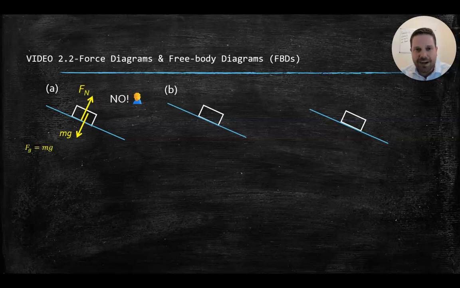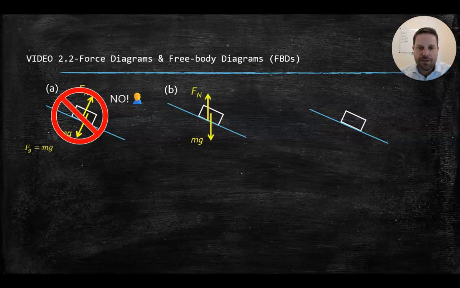No, this isn't correct because gravity should be drawn straight down to the center of the Earth. Remember, that's that tricky thing we have to look out for. So what about B? In this case, we have gravity straight down and normal force straight up. That is something we often see, but that's for flat surfaces. And if you look here, is this right? No, because normal force is not perpendicular to the surface like it has to be.